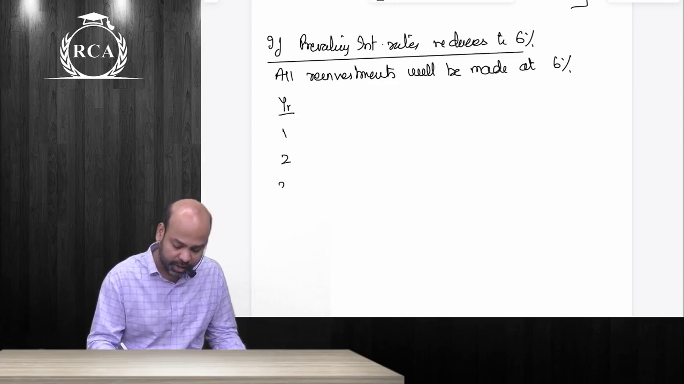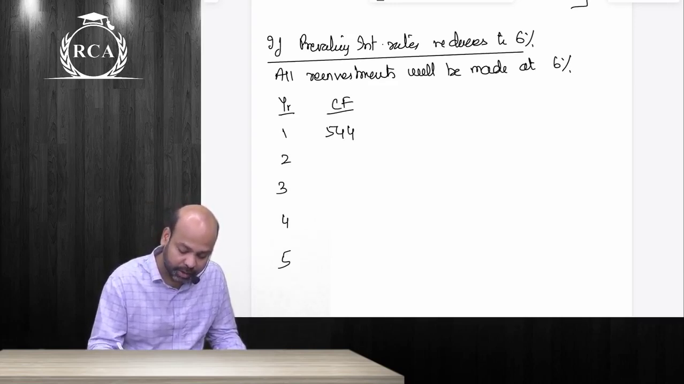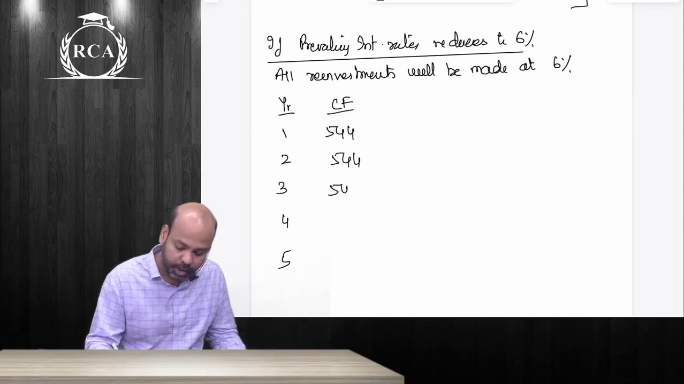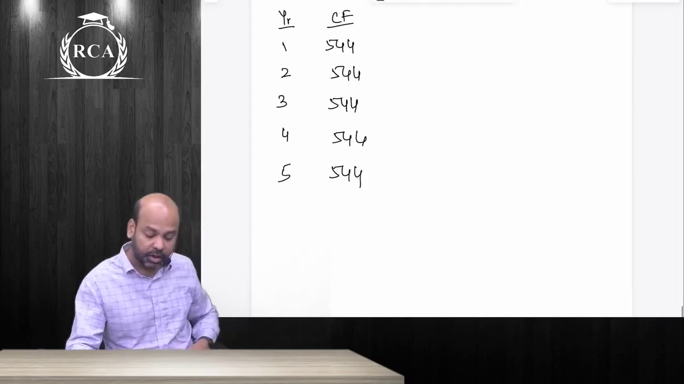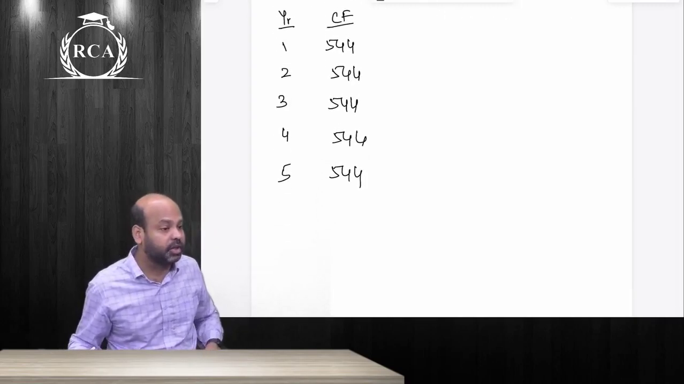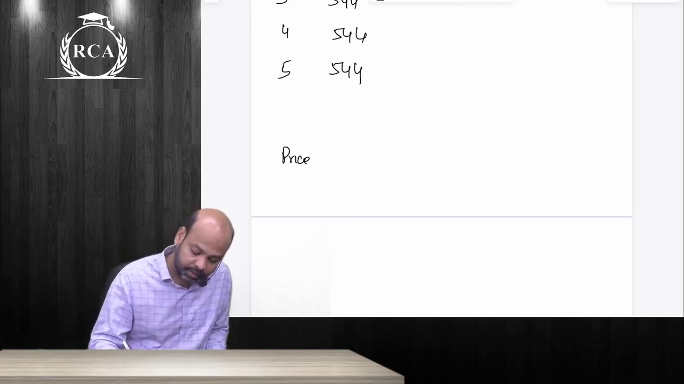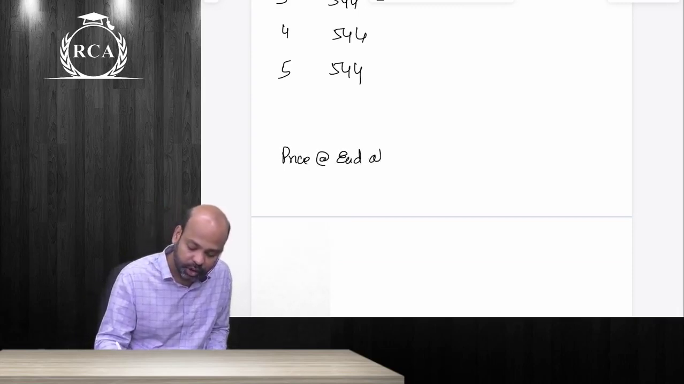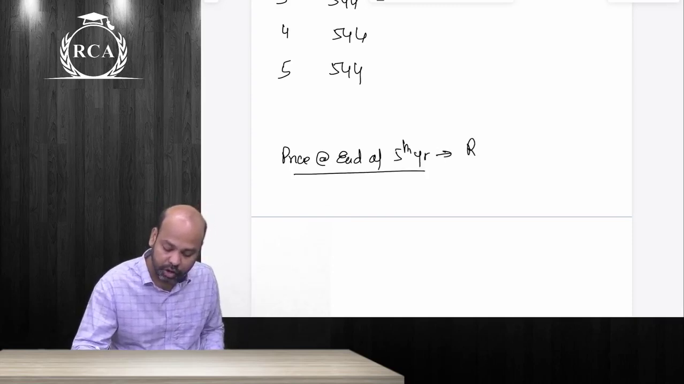Compute accumulated balance, guys. Do not forget your cash flow every year, beta, will still remain at 544. Coupon amount that you're going to receive will not change. However, the price that you're realizing at the end of 5th year, beta, will change. Price at the end of 5th year, guys, what do you think will be the price of each bond now? Remaining maturity is how much?